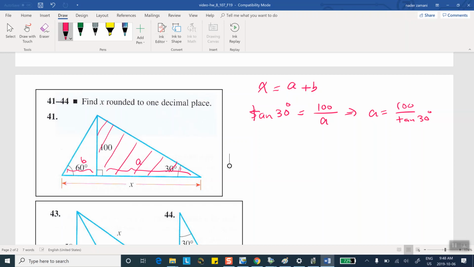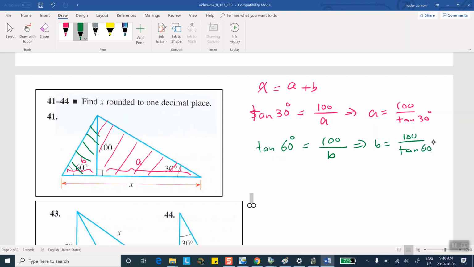And then I went to the other triangle, this triangle, and I said tangent of 60 is equal to opposite, which is also 100, divided by adjacent, which is B, unknown B. And that means B is equal to 100 over tangent of 60 degrees. And X is equal to the sum of these two, 100 over tangent of 30 degrees plus 100 over tangent of 60 degrees.